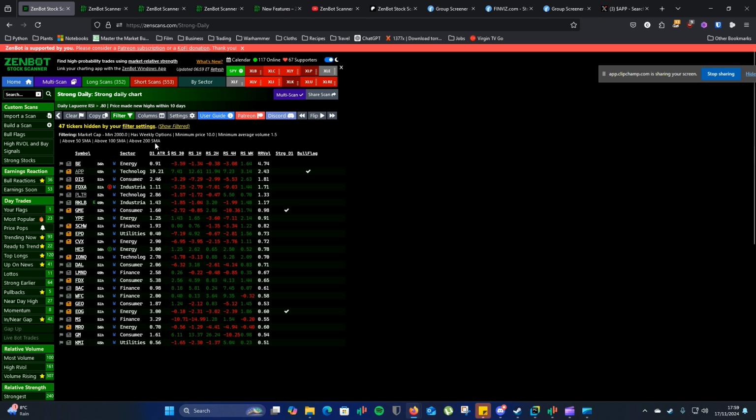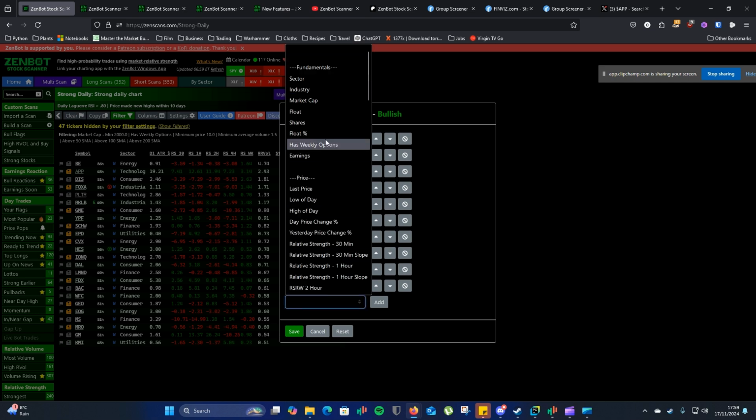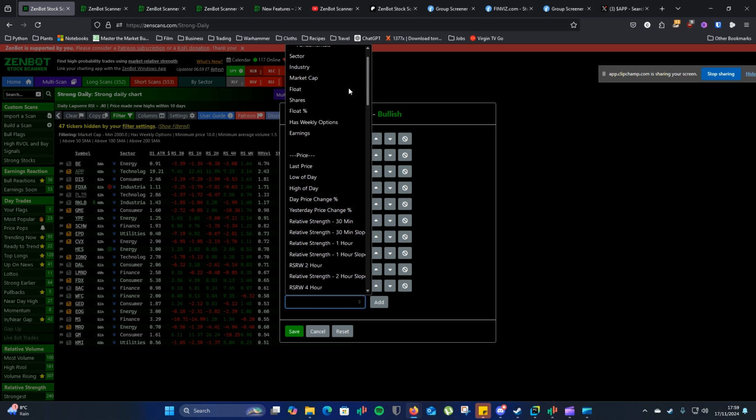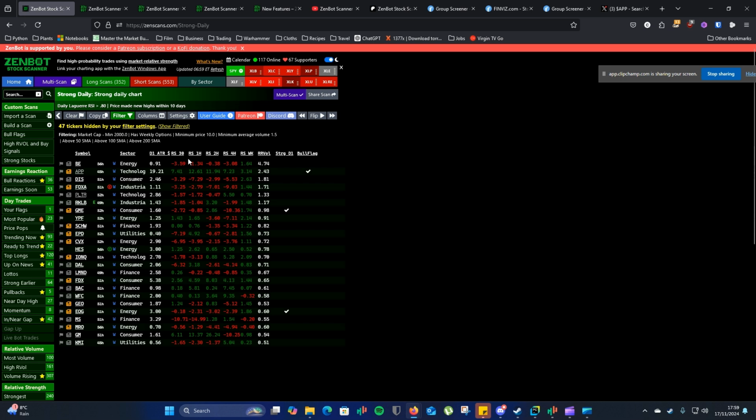So the first thing we can do is customize the columns. Very useful. We can select a load of different possible options for our columns. This is my personal setup. Again, I'm looking at relative strength, relative weakness, and real relative volume, a strong D1, and a bull flag as well.